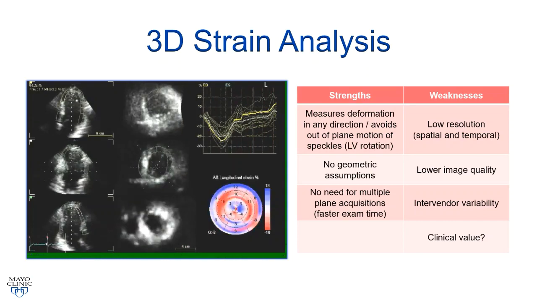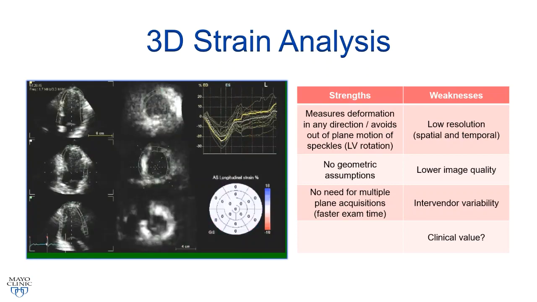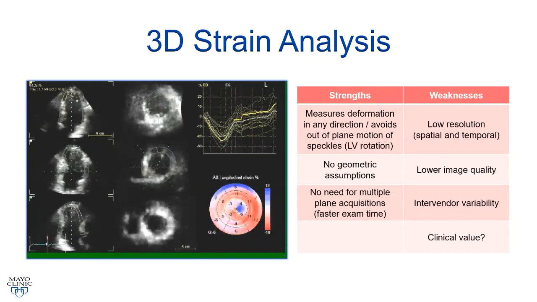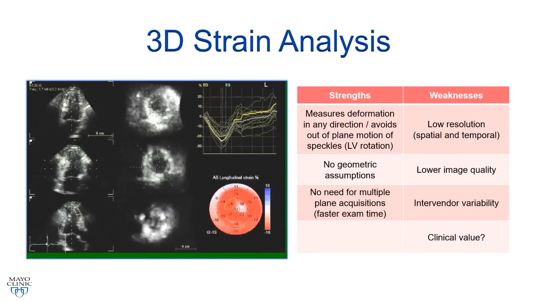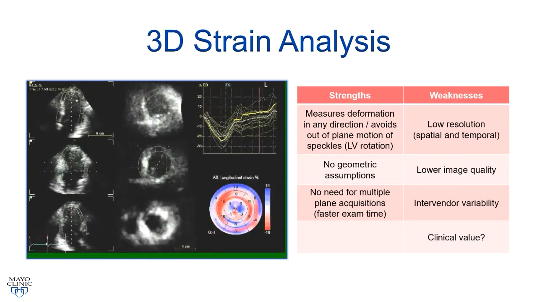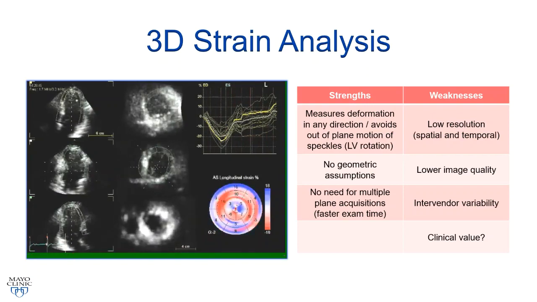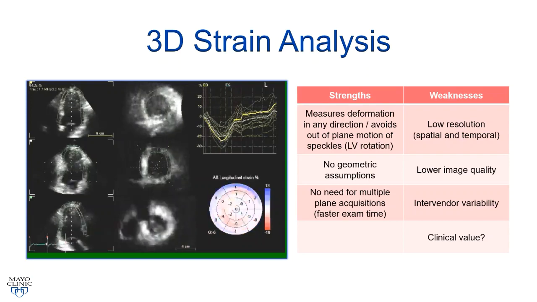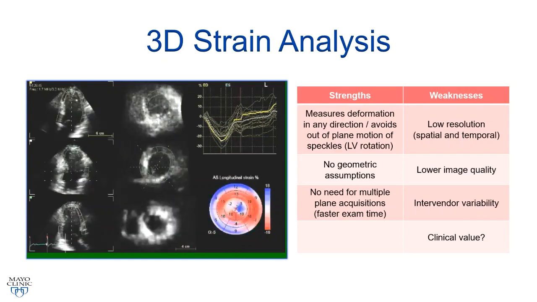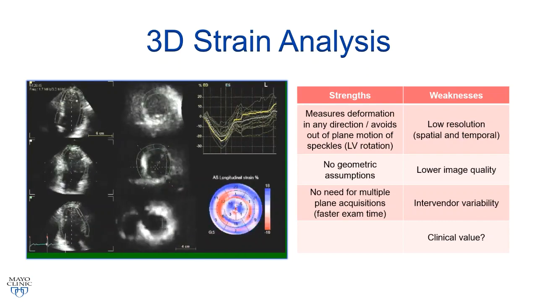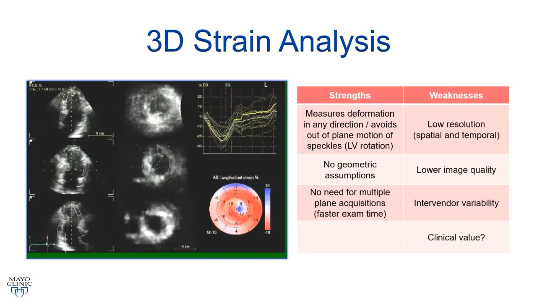Now that would be fantastic, right? Because it could measure deformation in any direction as it would avoid any out-of-plane motion of speckles. So we could then evaluate parameters of rotation. There would be no geometric assumptions, no need for multiple plane acquisitions, so it would be a much faster exam time. However, there's a much lower spatial and temporal resolution, the image quality is less, there remains larger intervendor variability, and it may not quite be ready for prime time.